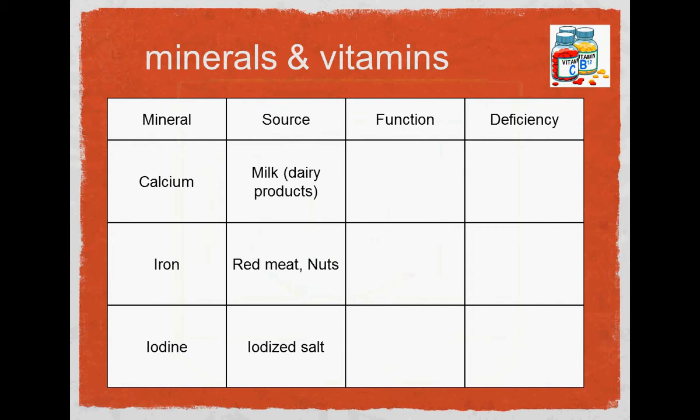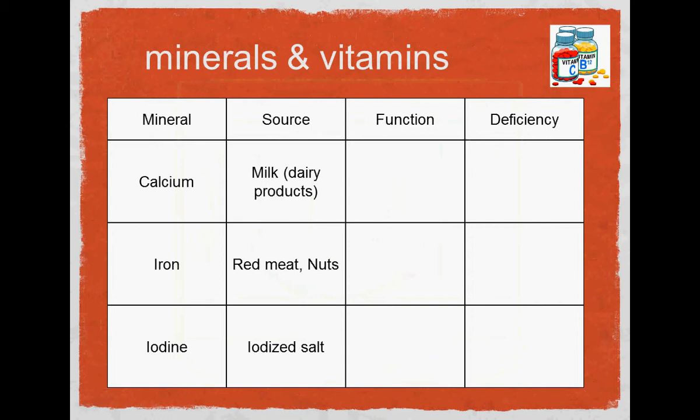All right, so what we're going to do is talk about those vitamins and minerals. We said we need vitamins and minerals for lots of different reasons. And if we don't have them, we can get a deficiency of them, and that could cause problems. We're going to talk today more specifically about individual vitamins and minerals and what they do. So let's start with calcium.